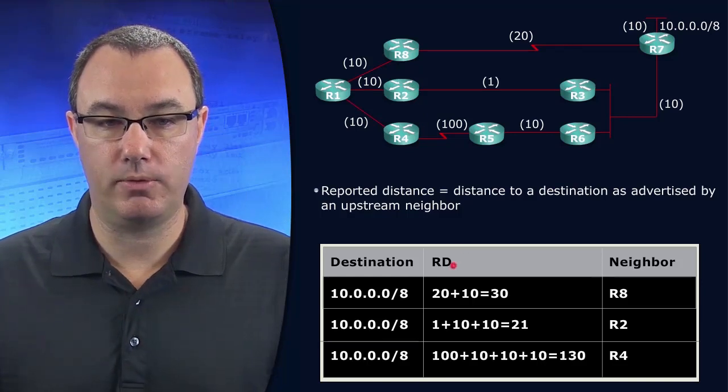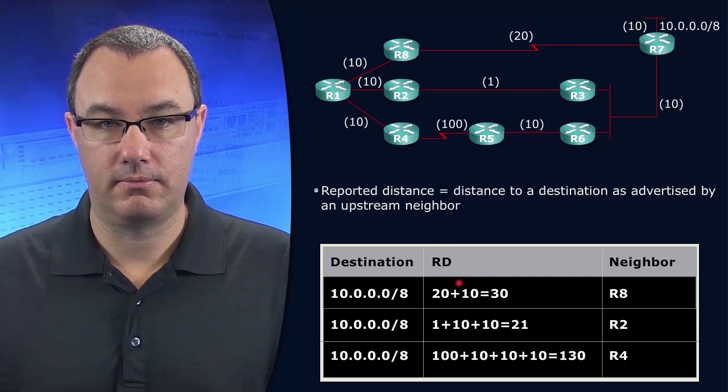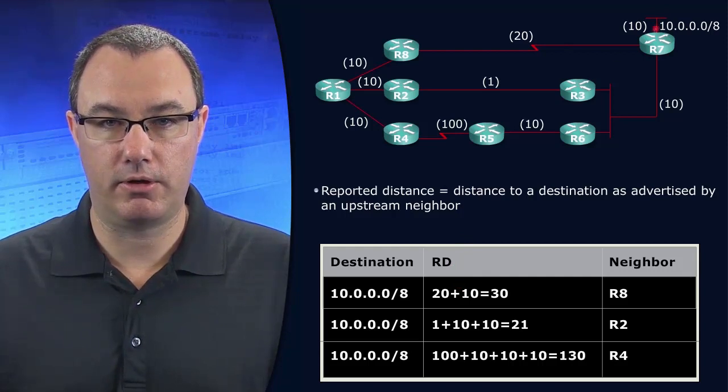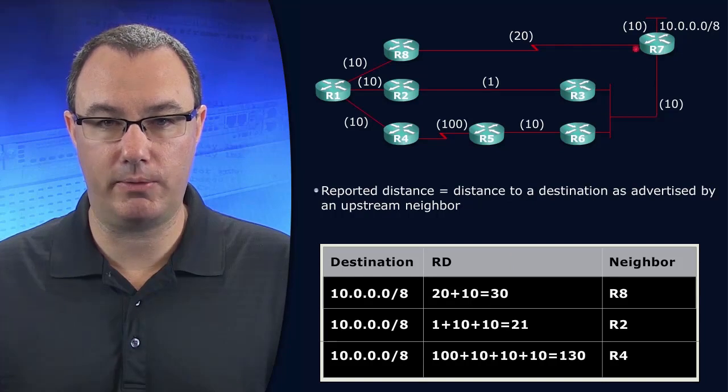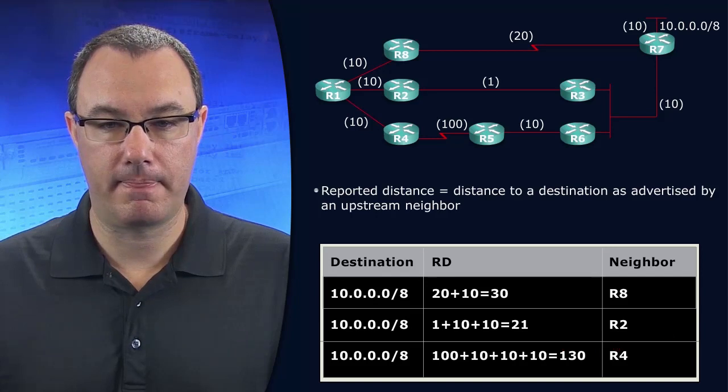And so we see reported distance. Everything looks good. The ultimate network takes 10 plus another 20, so 30. If we're looking at the pathway through R2, it's 1 plus 10 plus another 10. So that should be 21, right? And we see 21. And then finally, 100, 10, 10, 10. Yep, 130. Sounds right.